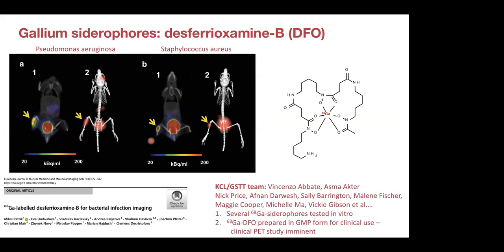And our contribution here has been to make a GMP compatible version of the gallium-68 complex, which we can use in humans. And a clinical trial is about to start. In fact, it was about to start a year ago if we hadn't been delayed by COVID, but it's ready to go now, led by Sally Barrington and Marlene Fisher, to look at the uptake of this tracer in patients with infections.